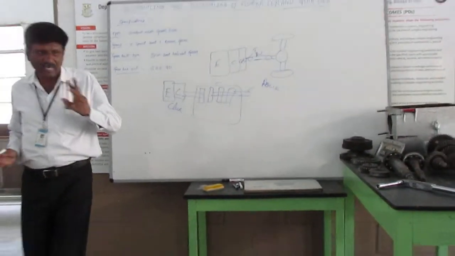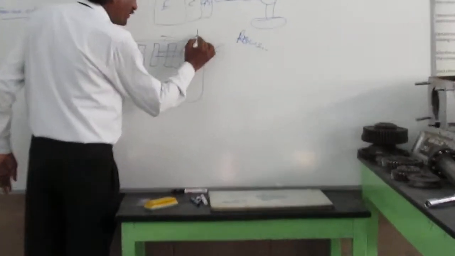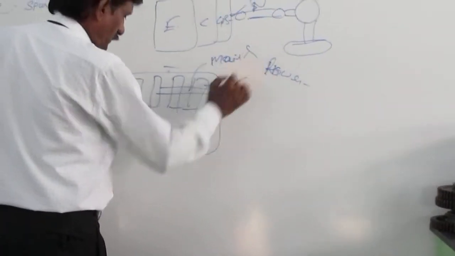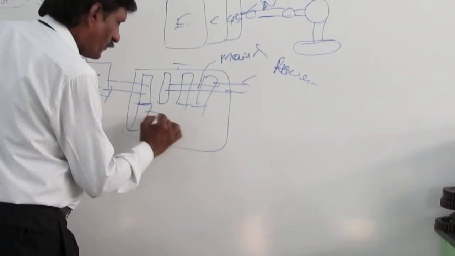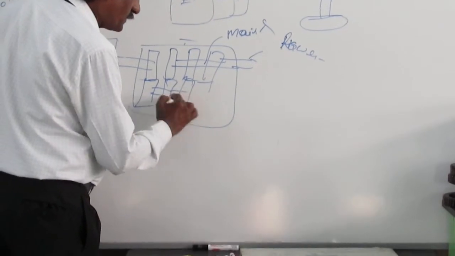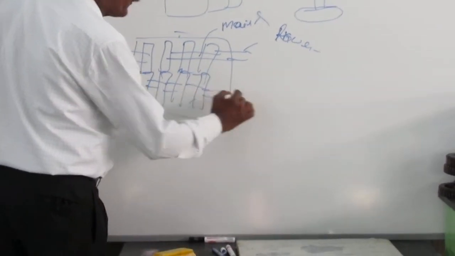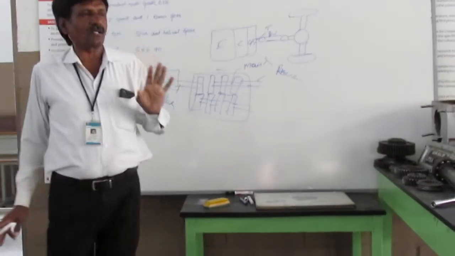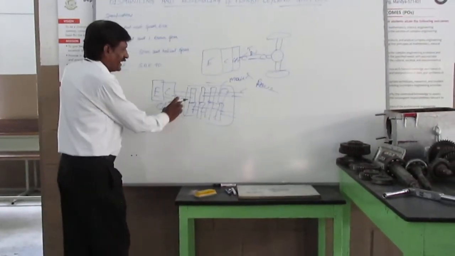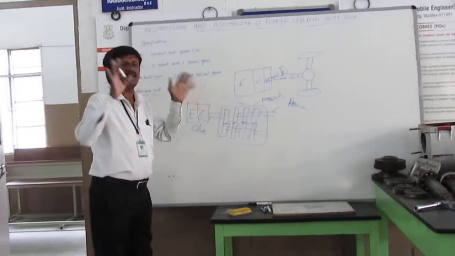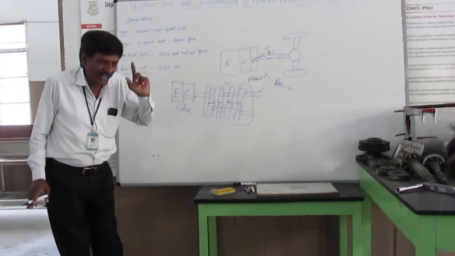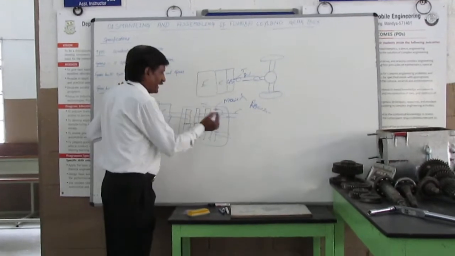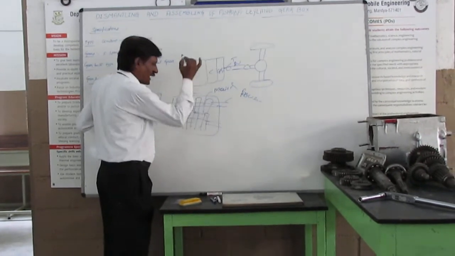In the gearbox there are mainly two types of shafts. One is the main shaft, and the second one is the lay shaft. In the gearbox, we are using the main shaft and the lay shaft. In a constant mesh gearbox, all the gears are always in mesh, always in engaged position. In between the gears, we are using the dog clutch.